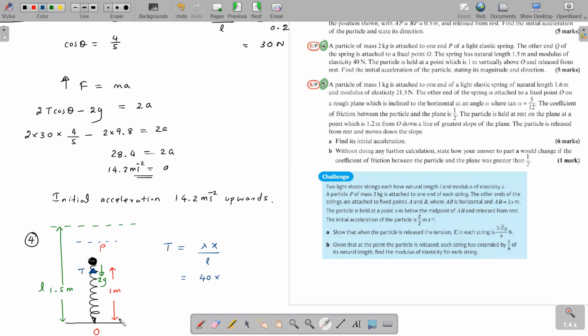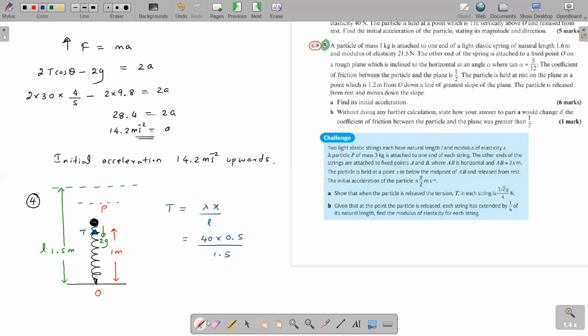Extension. You do realize it's possible for me to find the extension here without any issue, right? So that's why I can directly go with this. What is the extension? Below the natural length, the particle is now 0.5 meters below its natural length. So the extension is 0.5 over natural length 1.5. Guys, do you agree? 40 into 0.5 over 1.5 is 40 over 3. Take the exact figure: 40 over 3 Newton.